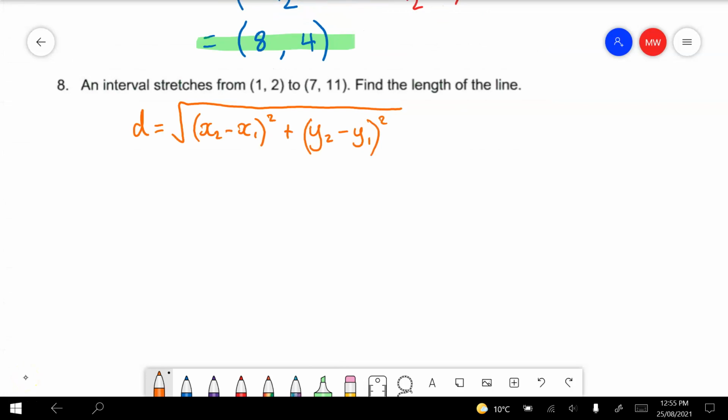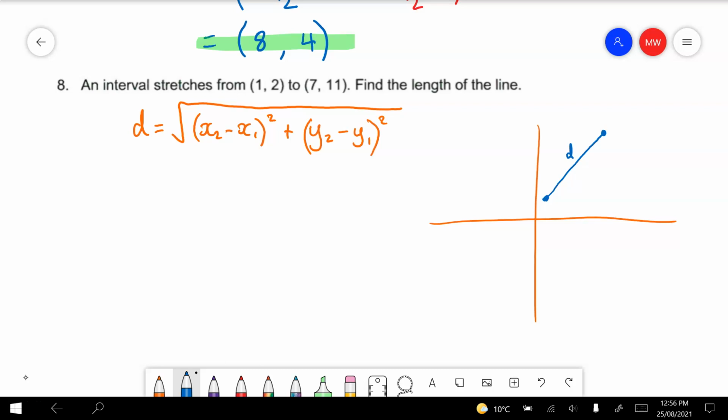This is the distance formula, for finding the length between 2 points on a Cartesian plane. And really, this is just Pythagoras. If I draw this again, just to try and help out a little bit, remember the first coordinate was at 1, 2, so it might be about here. And the next coordinate is at 7, 11, so let's say it's about here, okay? And it's asking for the distance between these 2 points.